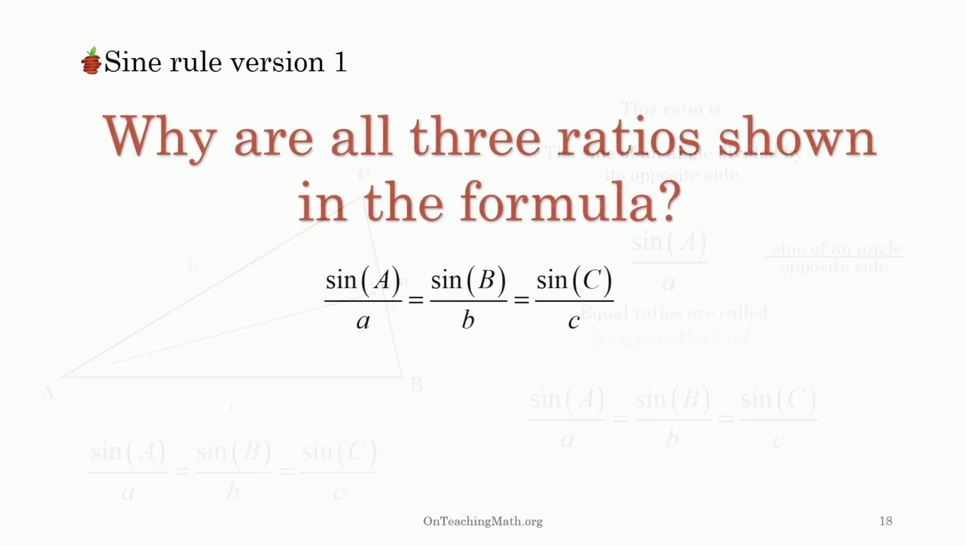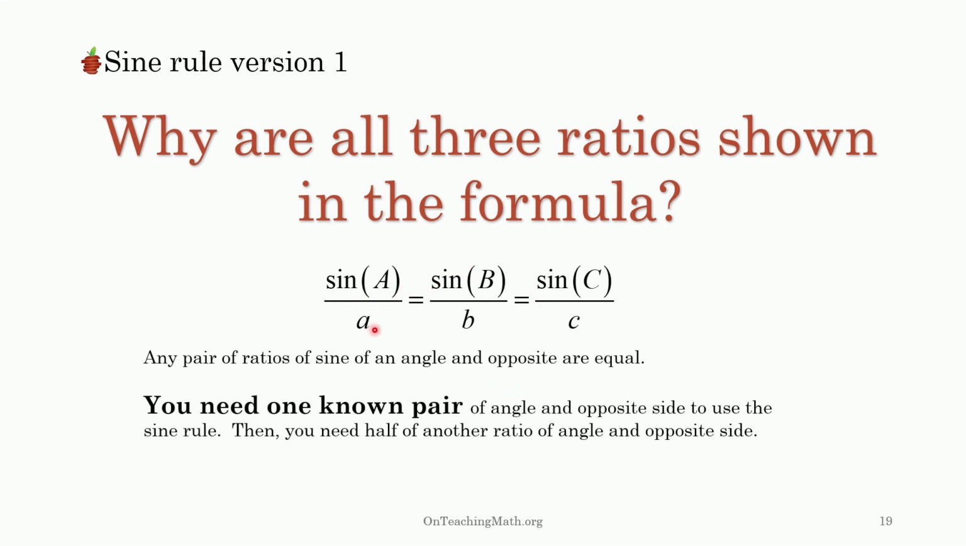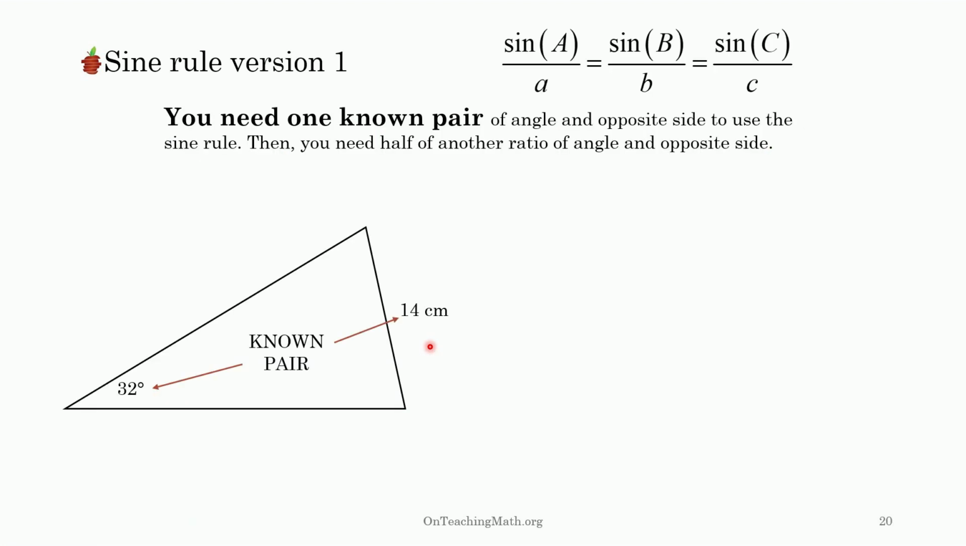So why do they use all 3? Because we're going to use 2 at a time, and it doesn't really even matter which one we do. The reason we use all 3 is because it doesn't really matter which pair you have. If you have 2 pairs from a triangle, if you have the side and an angle, they're going to be proportional to any of the other 2 pairs in that same triangle. So that's pretty cool, right?